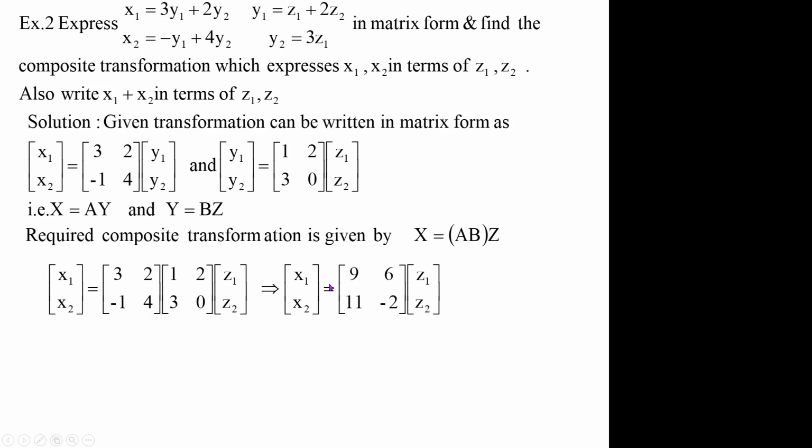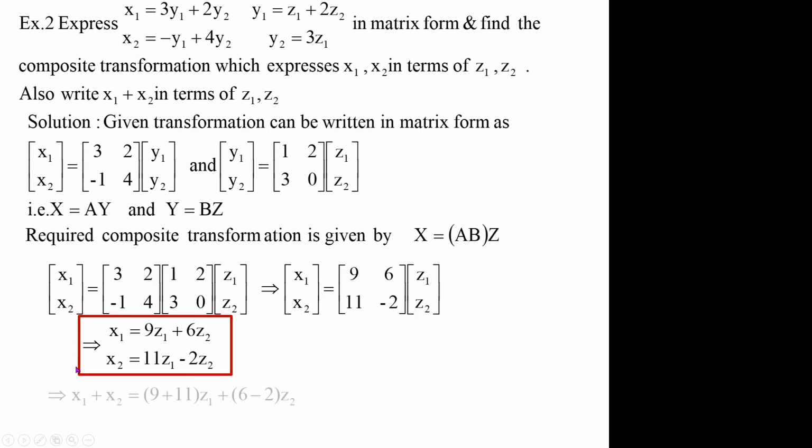So what is this? This is nothing but a matrix of composite transformations where x is getting expressed in terms of z. Now multiply and get the required expression, that is x1 and x2 in terms of z1 and z2. So that is the second part. So this covers the second part, that is to express x1 and x2 in terms of z1 and z2.